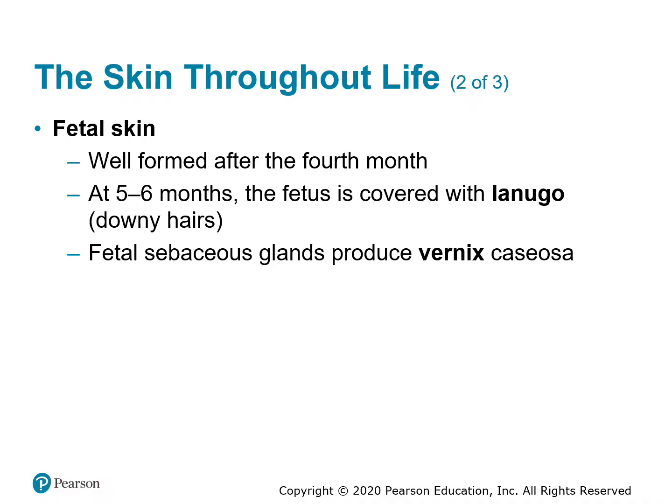As a fetus, your skin is pretty well formed after month 4. In months 5 and 6, that fetus is covered in lanugo, which are those tiny downy baby hairs. So when they're born and they look kind of fuzzy, that's that lanugo. And then the fetal sebaceous glands produce vernix, that waxy, cheese-textured substance that you see on newborns.